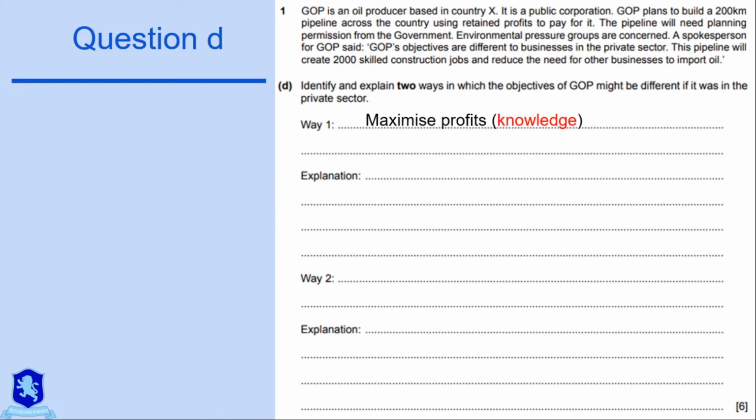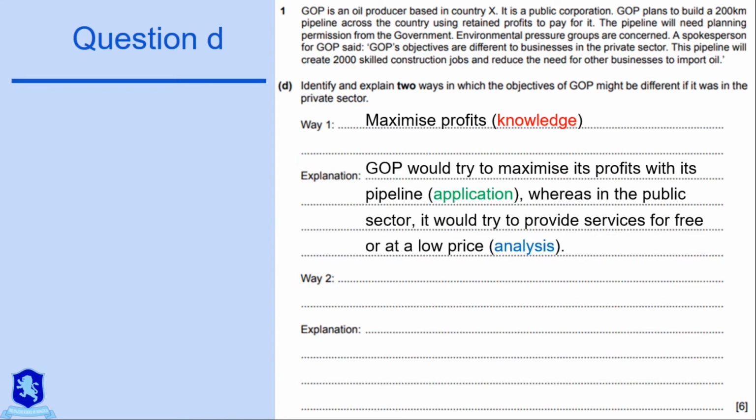Maximize profits. This is the knowledge point. In the explanation, you need to provide the reference to the business and an analysis. In this case, the analysis would be why the objectives would be different in the private sector instead of the public sector. For example, you could write, GOP would try to maximize profit with its pipeline. So pipeline is the reference to the business, so it's the application point. Whereas in the public sector, they would try to provide services for free or at a low price. That's the analysis point. The same goes for way 2.